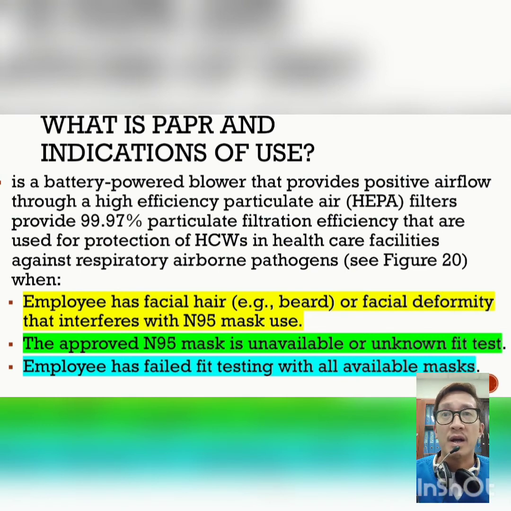When an employee has facial hair or a beard or facial deformity that interferes with N95 mask use, you can wear your PAPR. The second is when the approved N95 mask is unavailable or there is unknown fit test. The third is when the employee has failed fit testing with all available masks. These are some of the conditions in which you can wear your PAPR as an alternative to your N95 mask. And you should always remember that powered air purifying respirators should be reserved for those team members that cannot safely wear a tight-fitting respirator mask.